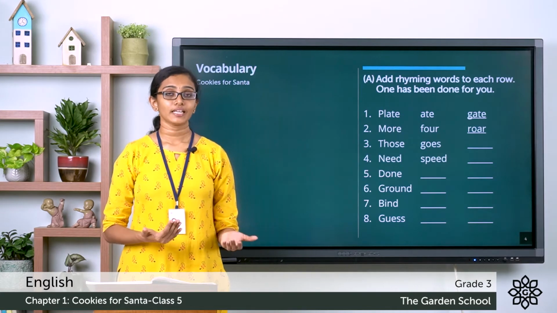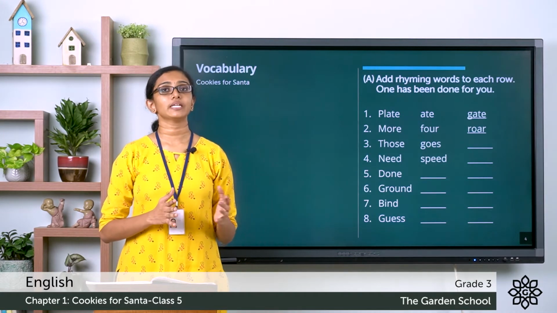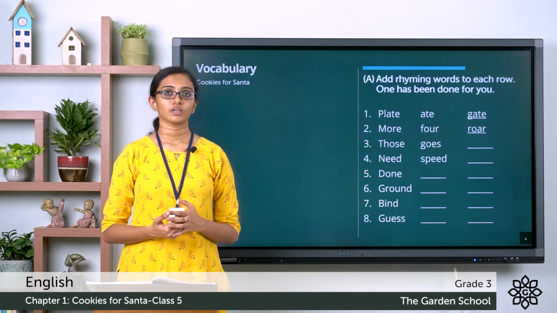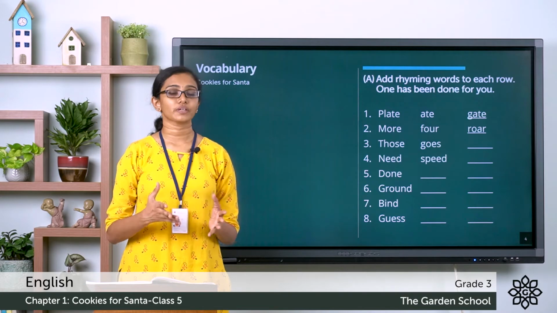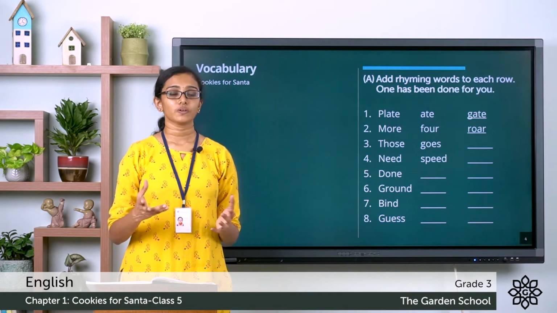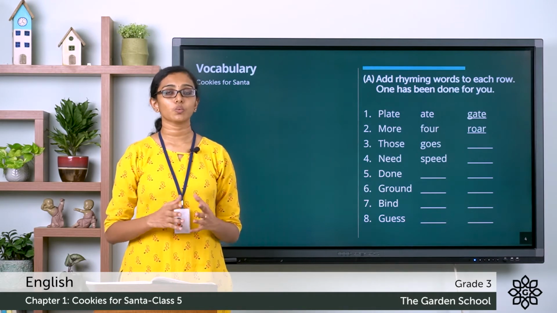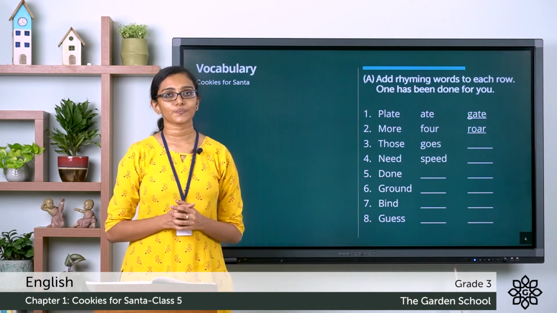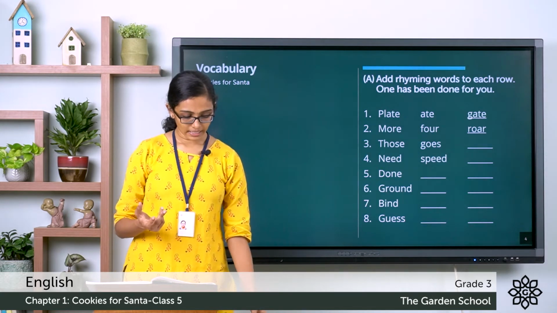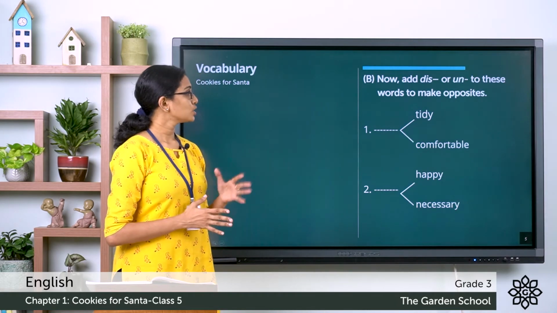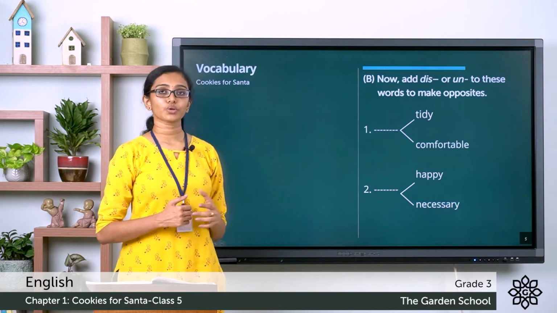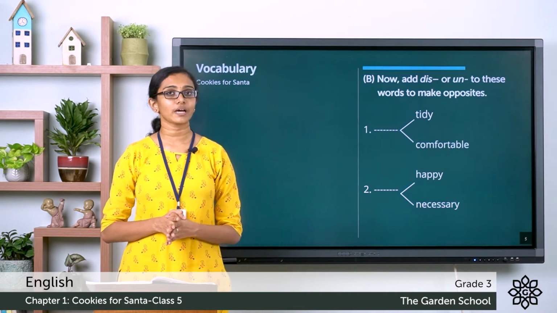So when you add a letter or group of letters to the beginning of a word to make a new word or change its meaning, you call this adding prefixes. The letter or group of letters added to the beginning of a word to change its meaning or to make a new word are called prefixes. So here an exercise is given. Now add DIS or UN to these words to make opposites. Here I have shown only 2 questions. You are given 6 questions here.